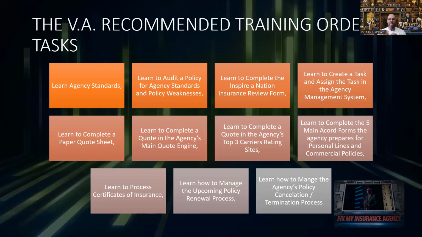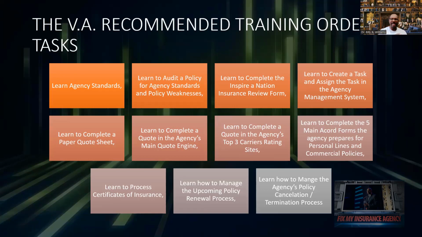Next, we teach them how to complete the 5 main ACORD forms that the agency prepares. Next, how to do a certificate of insurance. Then we teach them how to manage upcoming policy renewals, pull the audit, do an internal review, make sure they're aware of weaknesses, create tasks, stuff like that. And then we teach them how to manage the agency's policy termination and cancellation process. By doing this order, I know that my VAs are maximizing their effectiveness in the agency, making the agency money, and making everybody's life easier.